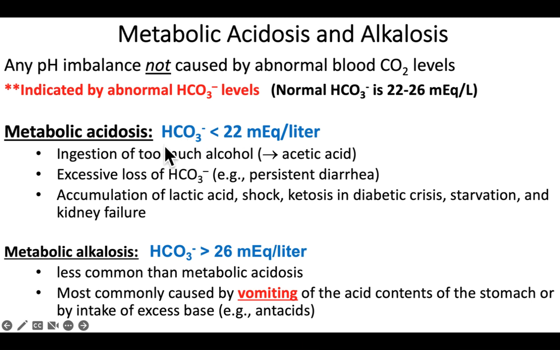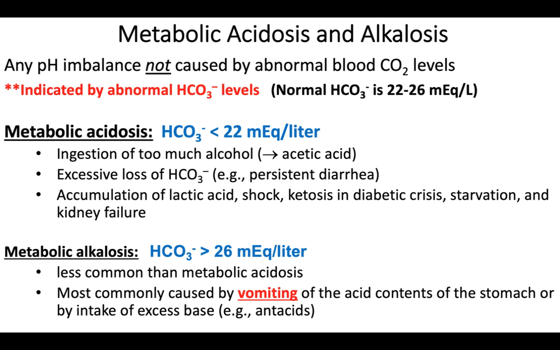What are some causes? Too much alcohol consumption can cause the production of acetic acid. Loss of buffer. That can happen during cases of extreme persistent diarrhea. Or the accumulation of lactic acid, ketosis, due to starvation or diabetic crisis, or it can be caused by kidney failure. If kidneys are failing, they're not getting rid of the acids, and that can lead to metabolic acidosis.